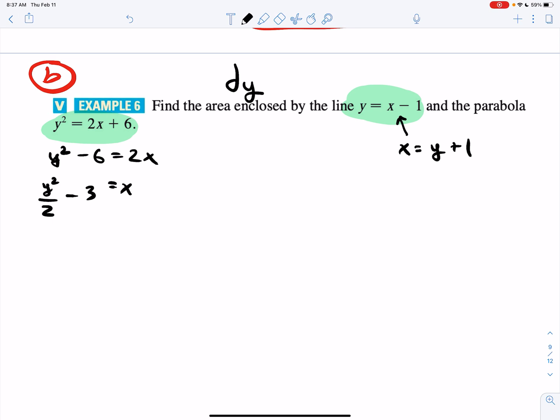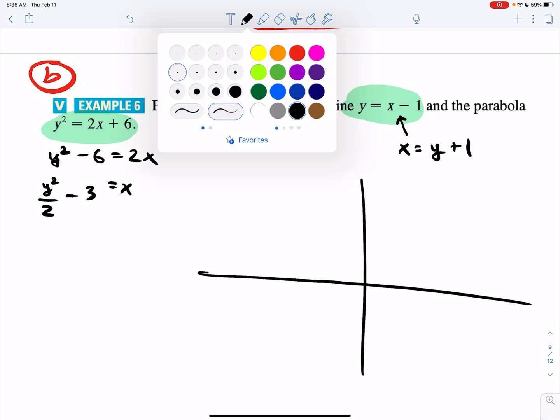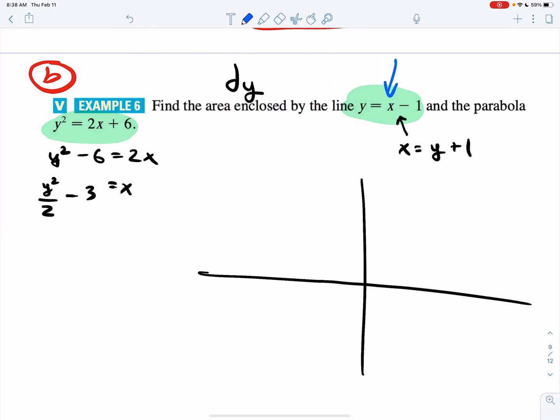Okay? Anyways, here we go. Here's a rough sketch. Really, you're sketching it so that you can figure out what the right and left function is here. Let's graph this first. Y equals x minus 1 has a y-intercept of negative 1, and it rises 1 and runs 1. So we got something that kind of looks like this. It's an increasing linear function.